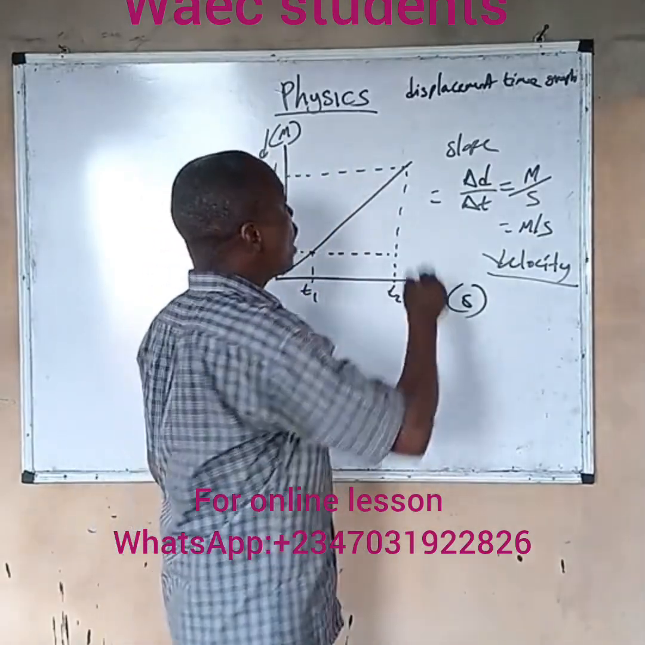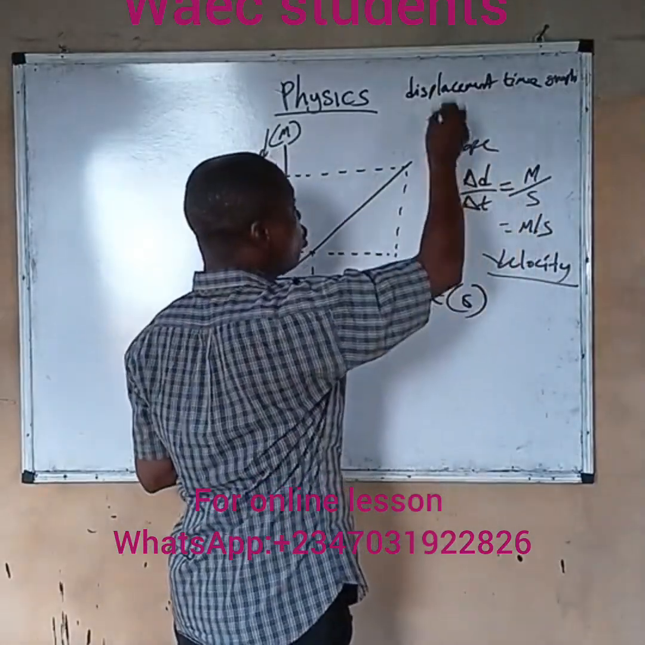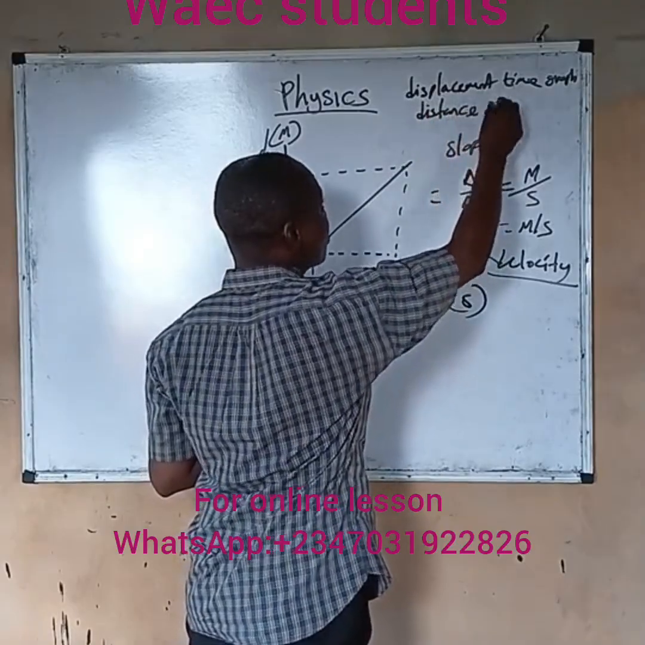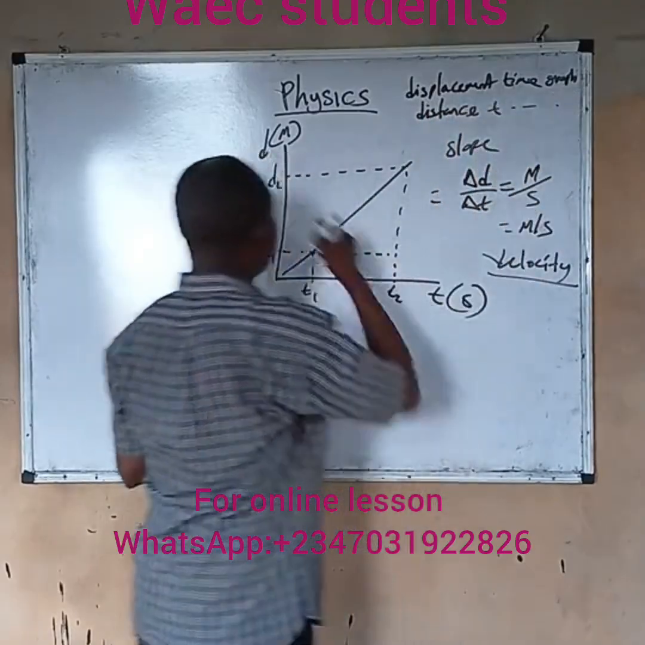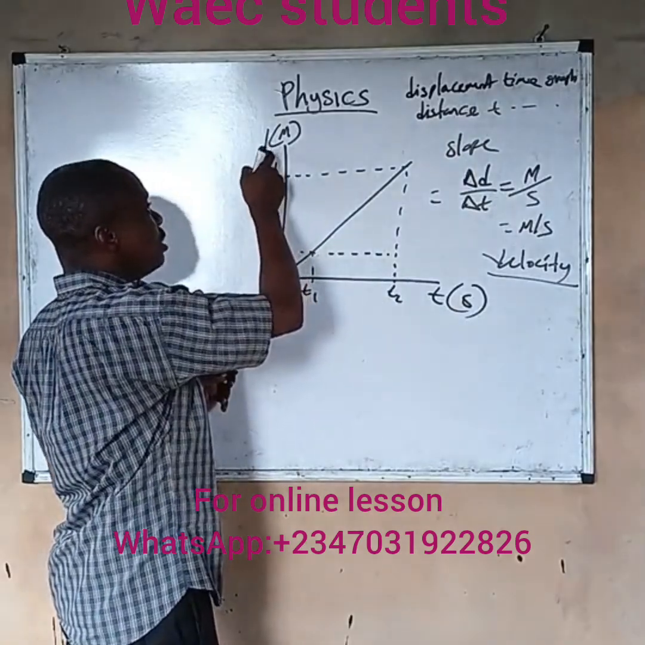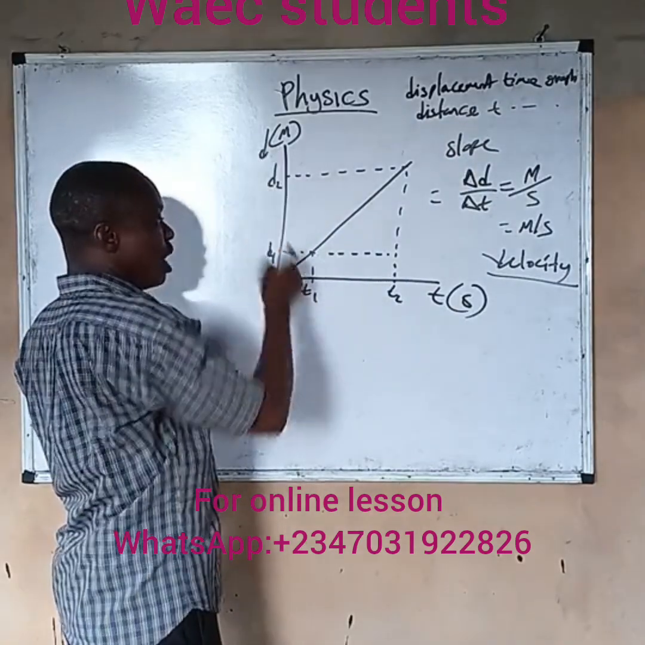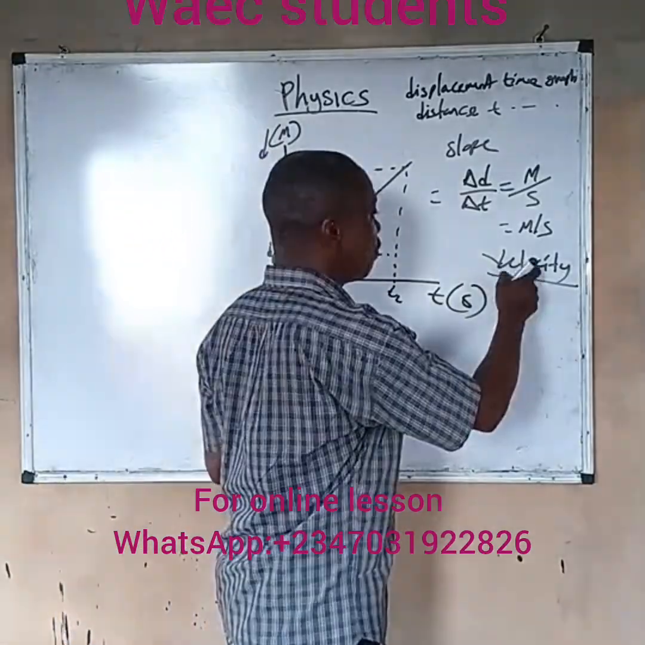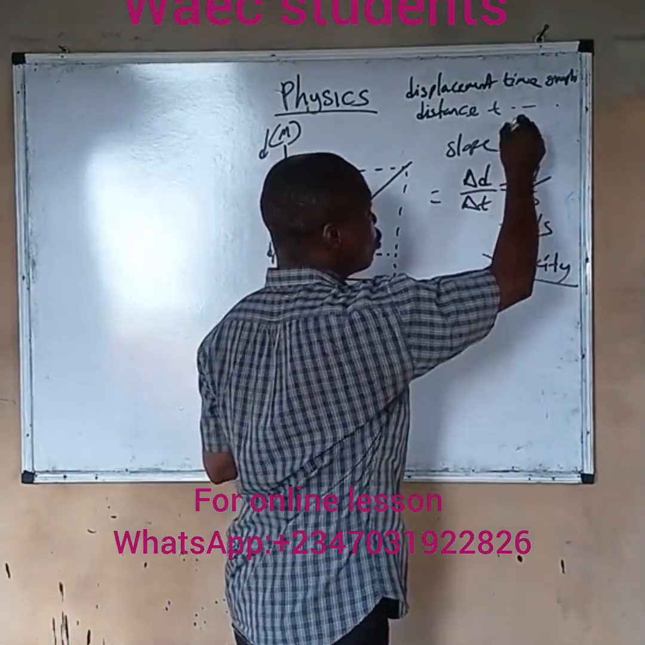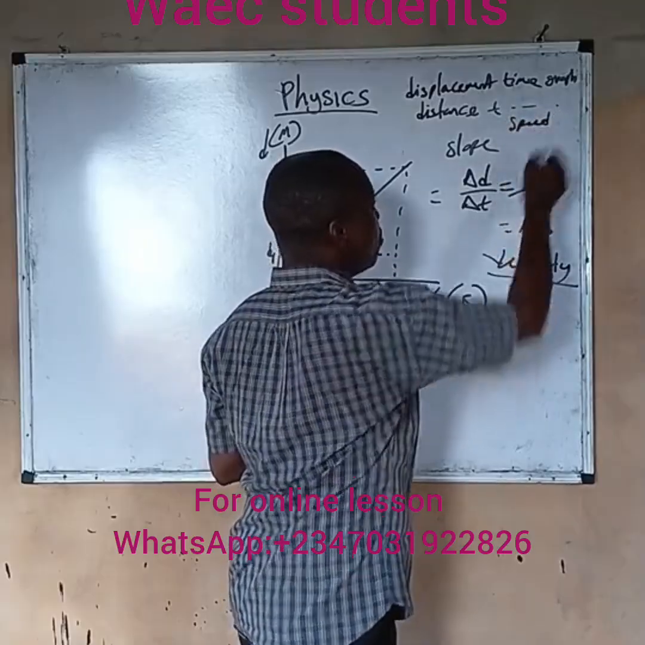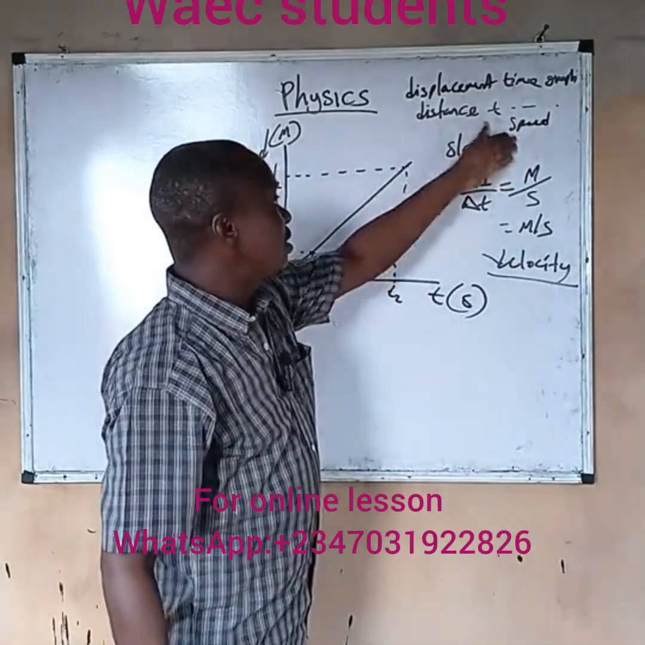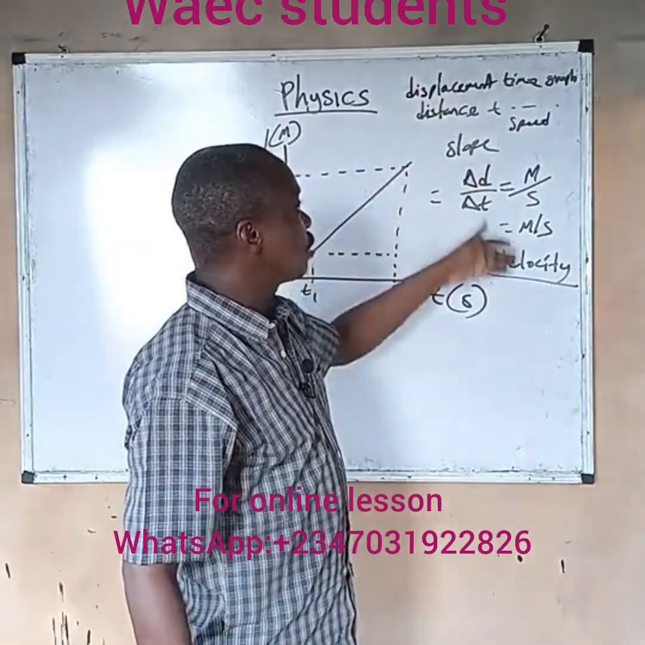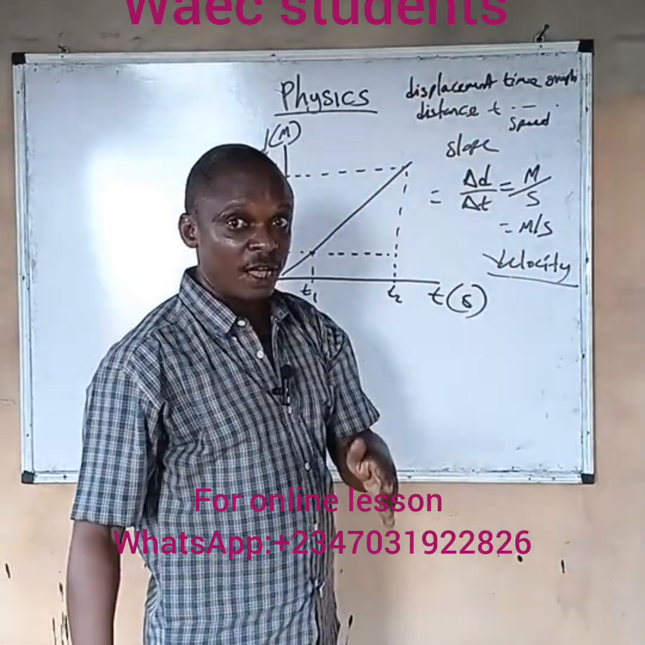But if they ask what is the slope of a distance time graph, in the case of distance, here will be distance, not displacement, but every other thing will remain. The unit will remain. In that case, what you'll be having is not velocity, but speed. So take note of that, because speed and distance are together. Displacement and velocity are together because they belong to what? Vector quantity. While distance and speed belong to scalar quantity.